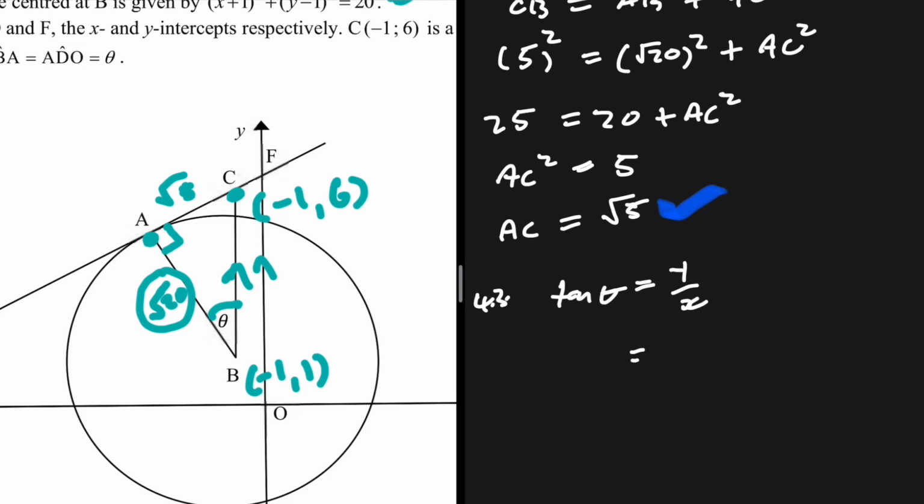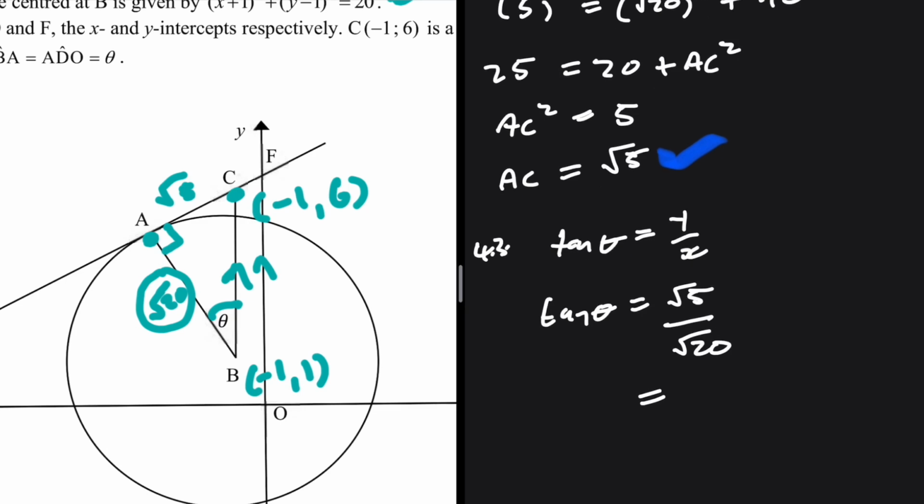So we're going to have tan of theta being equal to the opposite, which is our y in this case, square root of 5, divided by the x, the adjacent, which is AB. This is square root of 20. So tan of theta is going to be equal to 1 over 2.